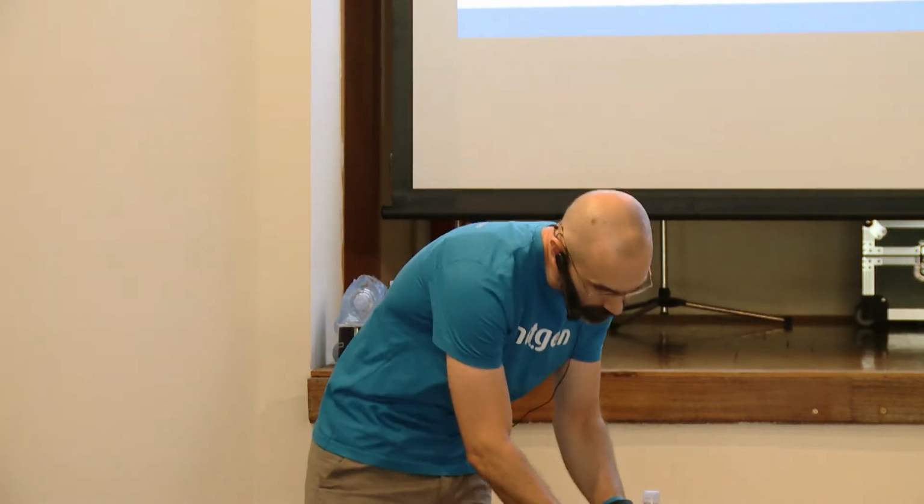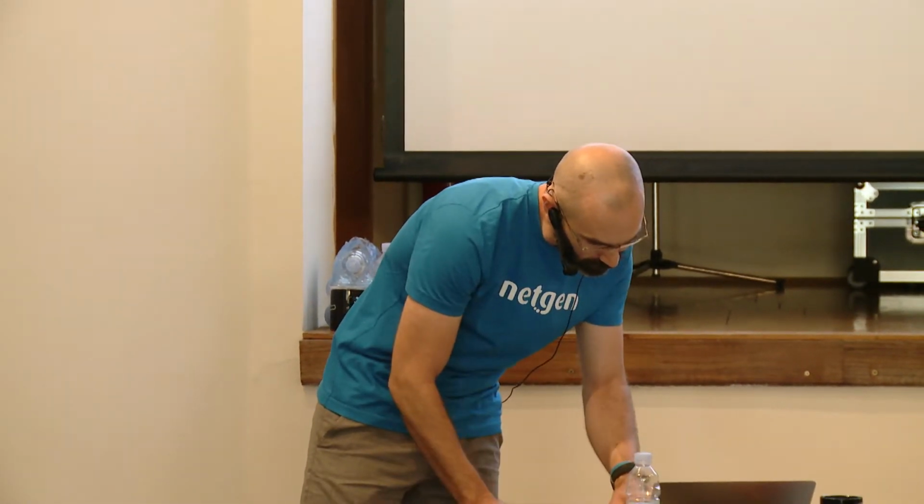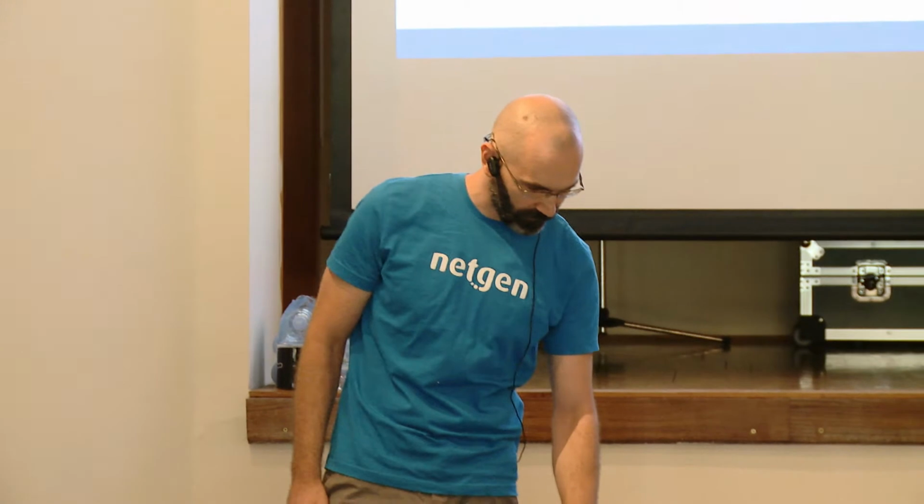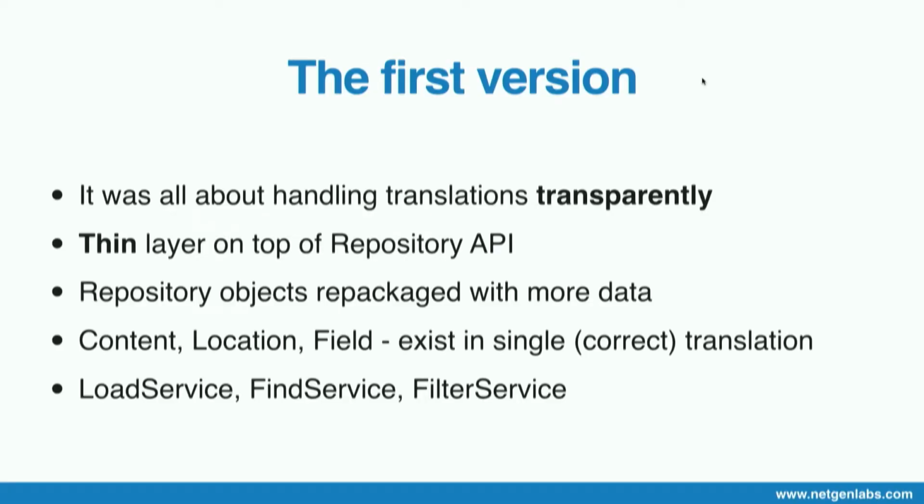So the conclusion that I came to is that good developer experience is not just something that is nice to have. It's fundamental. And this is where the first version of Site API came to be. It was all about handling translations transparently, what I started five years back with the Site Helper.